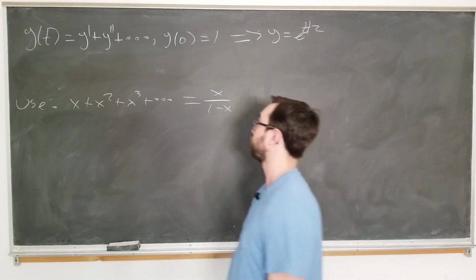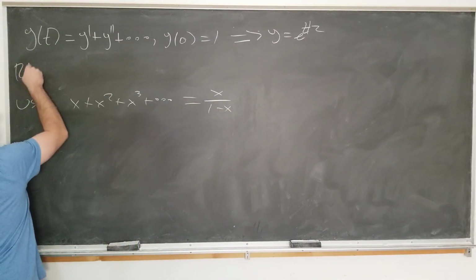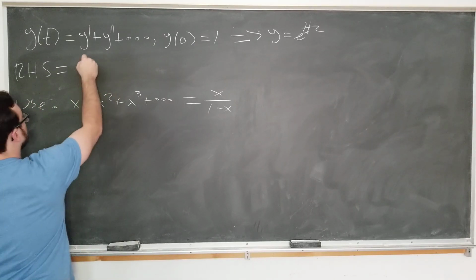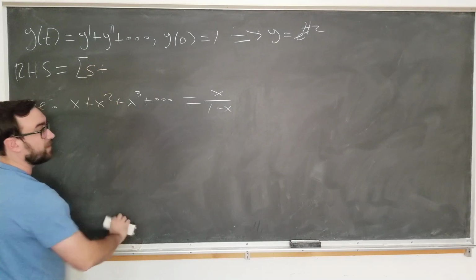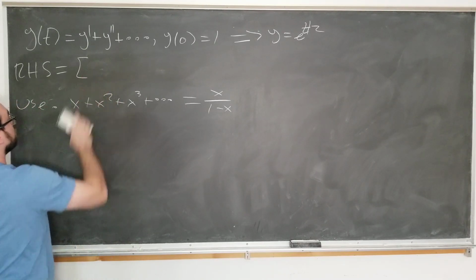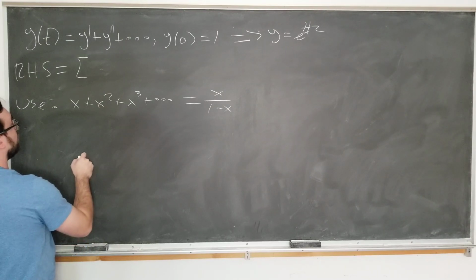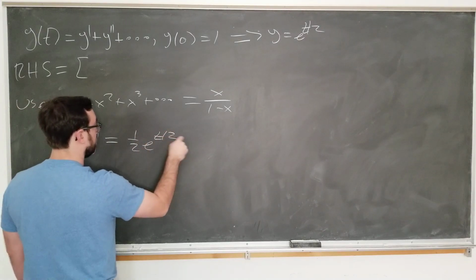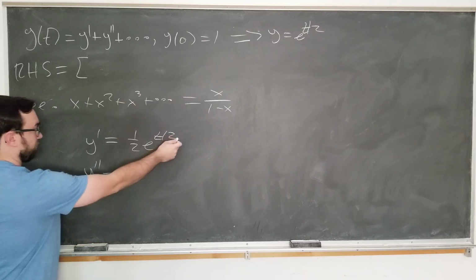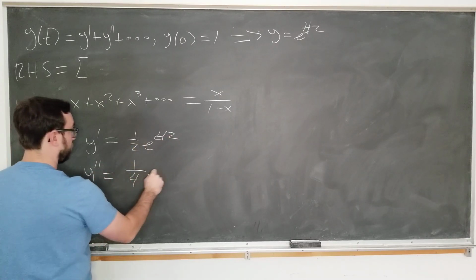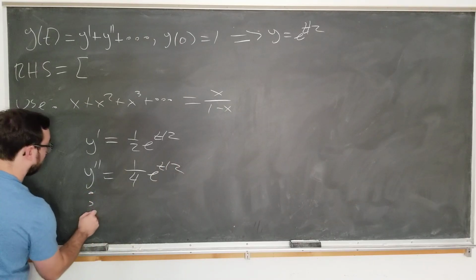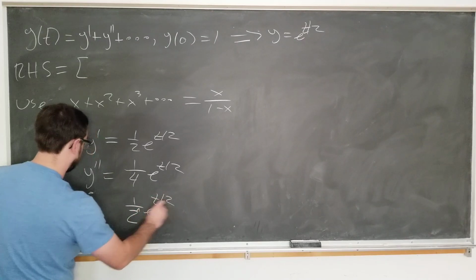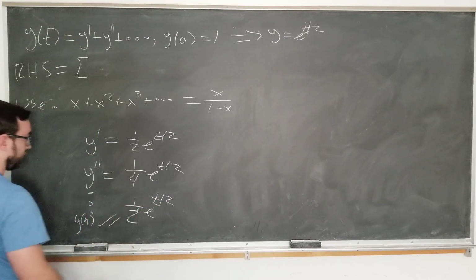All right, so if we plug it in, let's look at the right-hand side. I'm going to plug it in by looking at the right-hand side and showing that it's equal to the left-hand side. S is now 1/2. So note that if we have y prime equal to 1/2 e to the t over 2, then y double prime, taking the constant down again, is 1/4 e to the t over 2, and we continue on forever like this: y^(n) is equal to 1 over 2 to the n, e to the t over 2.